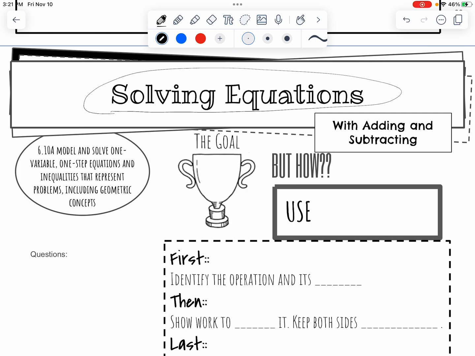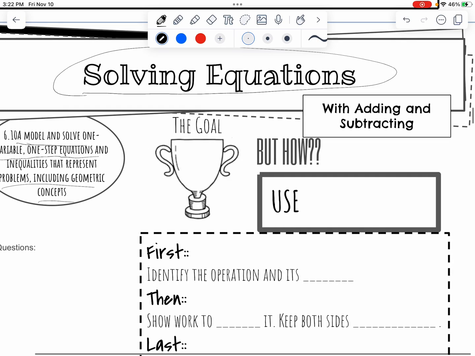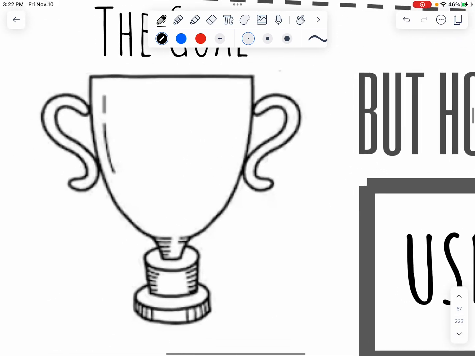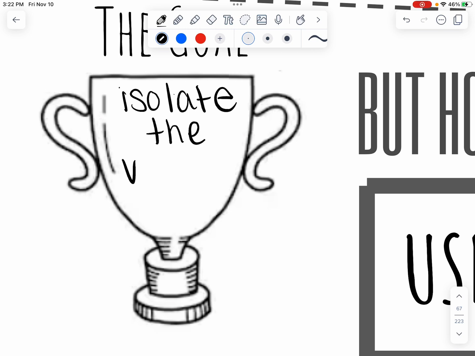All right, solving equations. Model and solve one step, one variable equations and inequalities that represent problems including geometric concepts. With adding and subtracting, and this is also with multiplying and dividing, the goal is to isolate the variable. Isolate means to get it by itself. That is your main goal. But how do we isolate the variable?